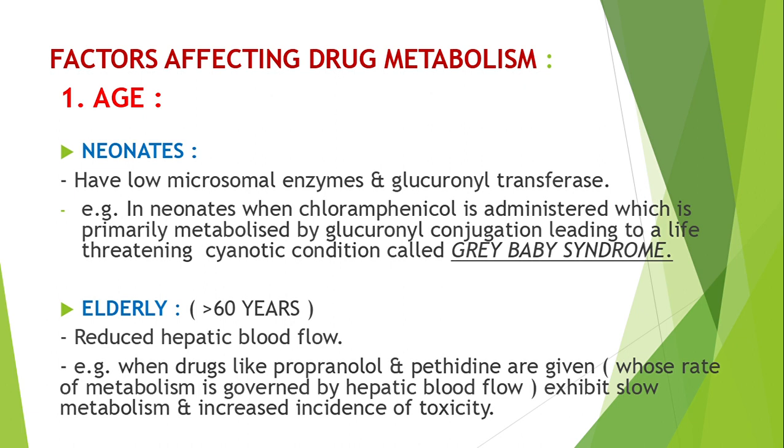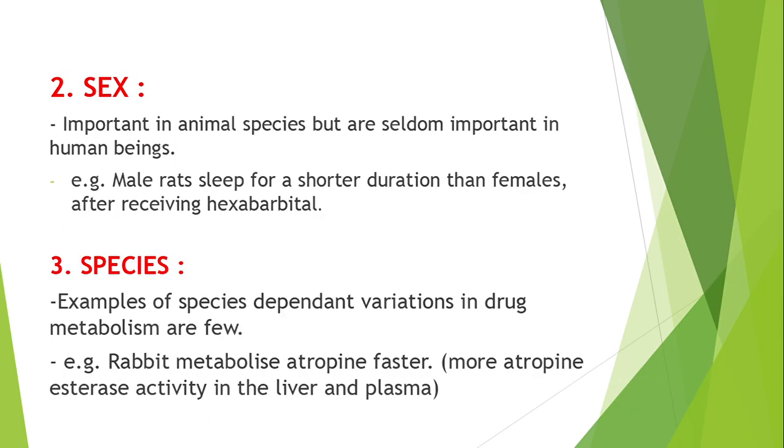In the elderly, more than 60 years, reduced hepatic blood flow is there. So, for example, when drugs like propranolol and pethidine are given, whose rate of metabolism is governed by hepatic blood flow, they exhibit slow metabolism and increased incidence of toxicity. Then sex is important in animal species but seldom important in human beings. For example, male rats sleep for a shorter duration than females after receiving hexobarbital.